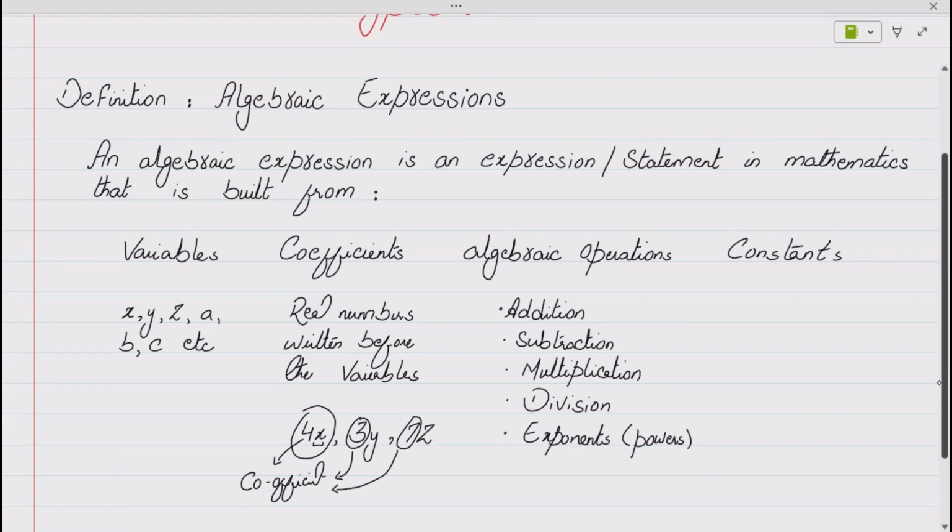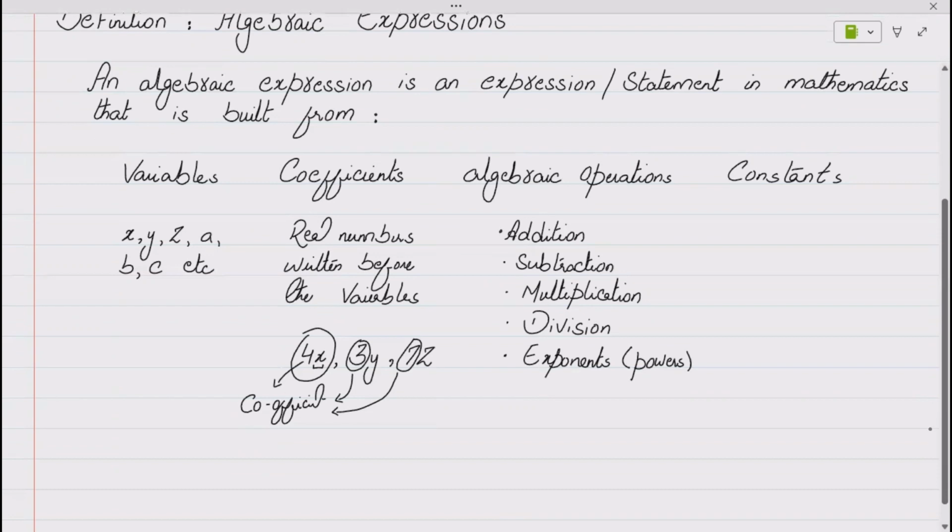Okay, so I can write as an example 2x plus 4y square. So you can see here what we have: plus as an algebraic operation and the power 2 as an algebraic operation. Right? Okay. Now let's go to the fourth building block, which is constant.